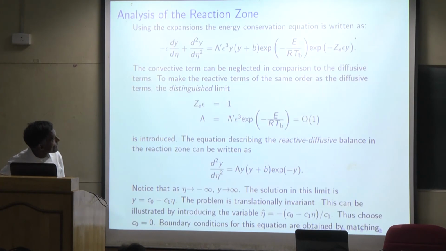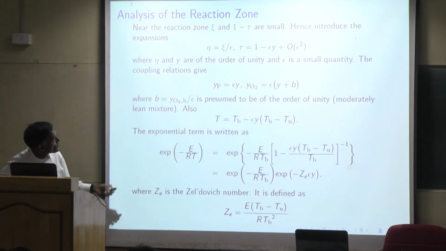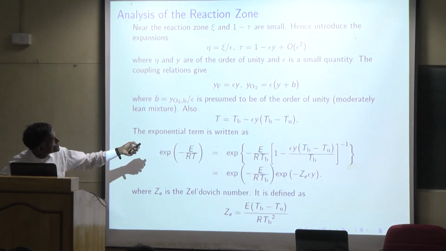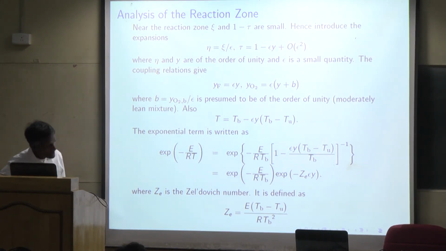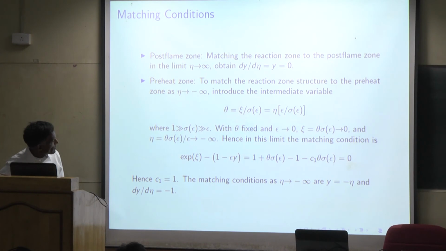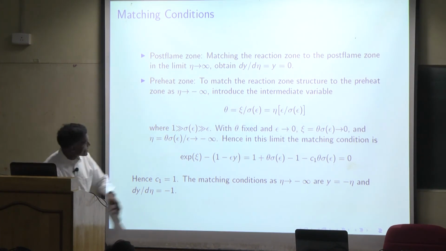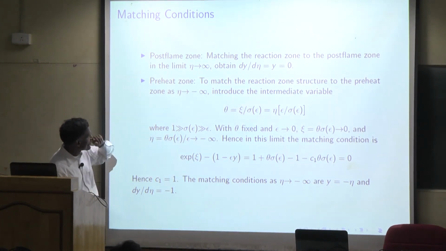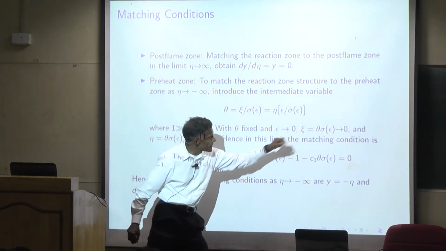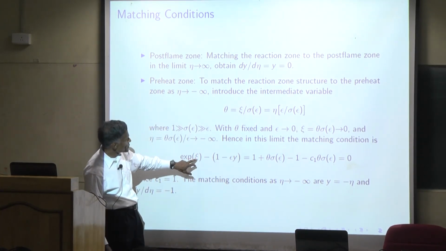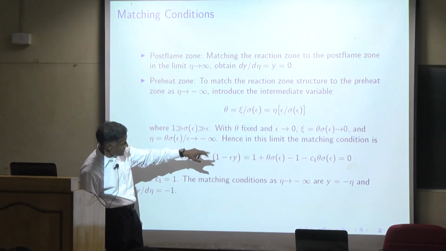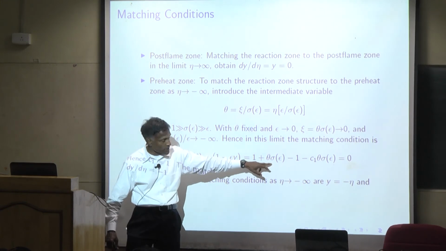And then in the inner layer, in the reaction zone, this is the solution. This is the expansion for tau in the reaction zone. So this is the preheat zone solution, and this is the reaction zone solution. Now I want to express C in terms of theta. For small values of C, you can expand the exponential like this.